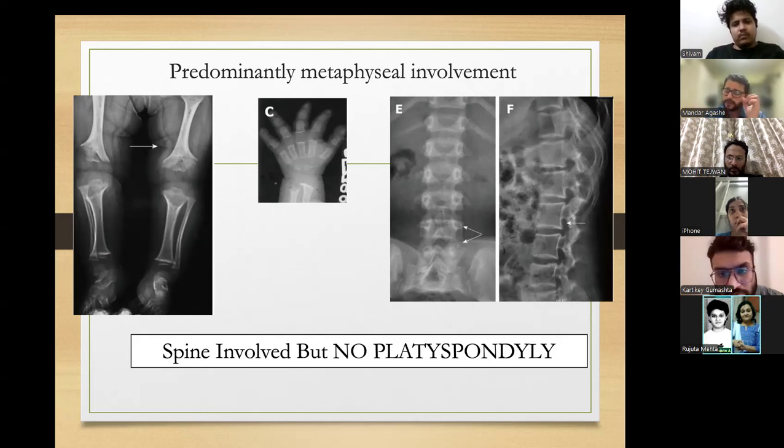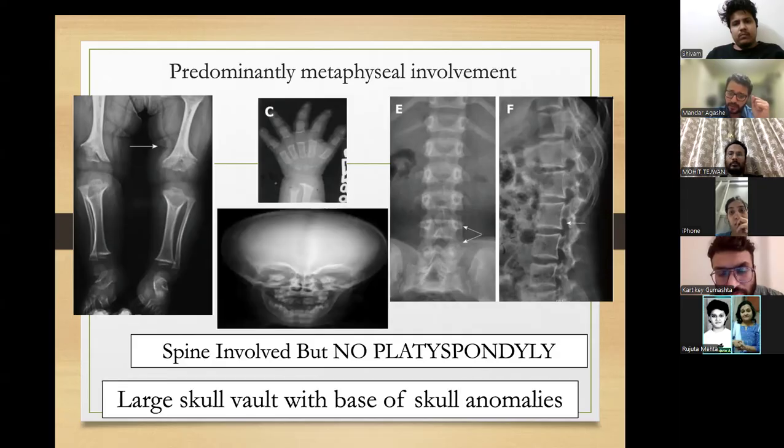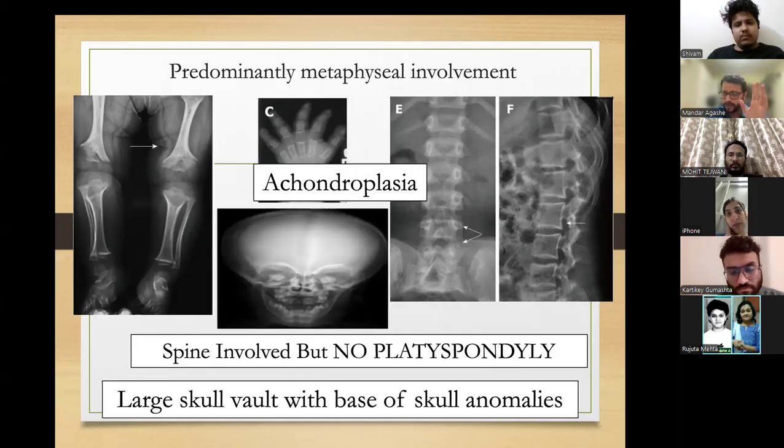So the typical feature is lumbar canal stenosis, in this case a large skull vault, and achondroplasia. So with metaphyseal involvement, the large group of disorders is achondroplasia and its variants. All right. So you can see this typical picture. You can see that the epiphysis is fairly normal, but it's the metaphysis which is involved.